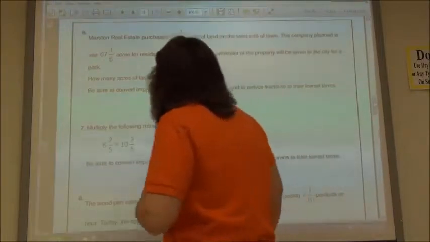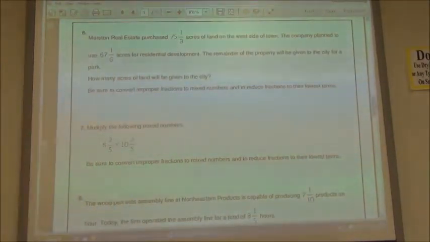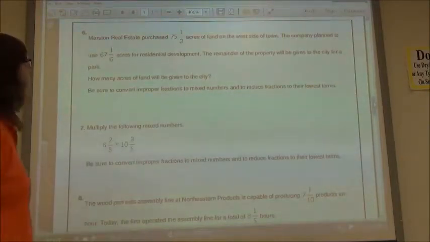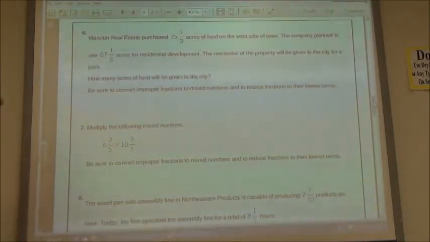Number 6, Marston Real Estate purchased 75 1/3 acres of land on the west side of town. The company planned to use 67 1/6 acres for residential development. The remainder of the property will be given to the city for a park. How many acres will be given to the city?